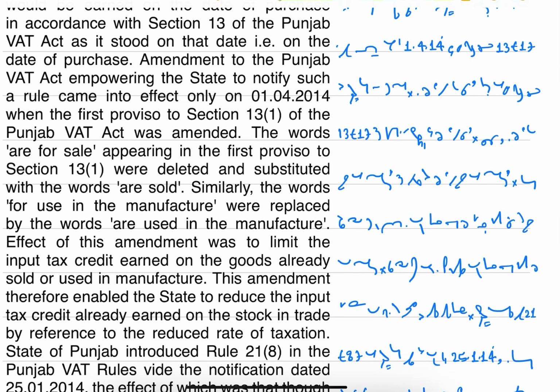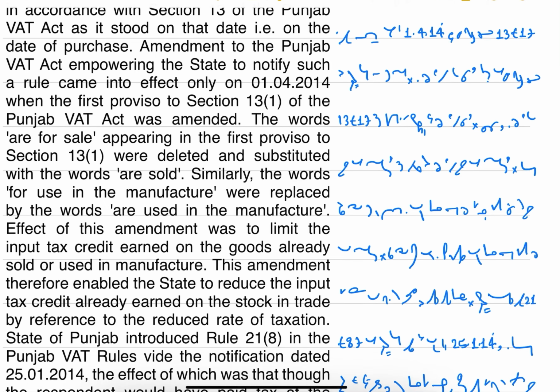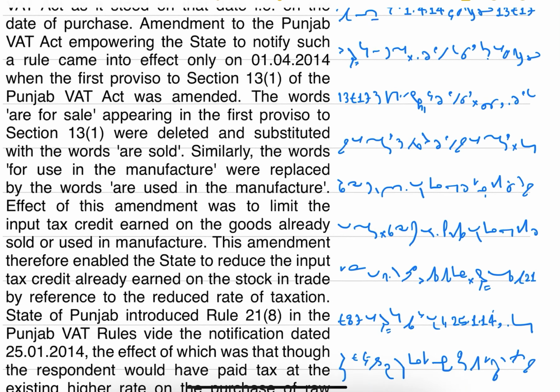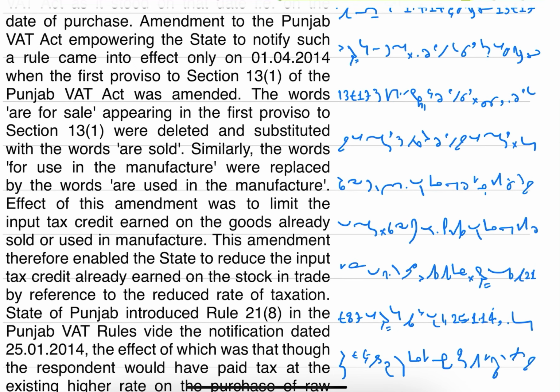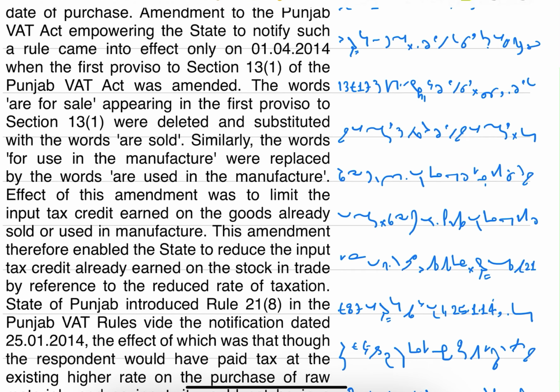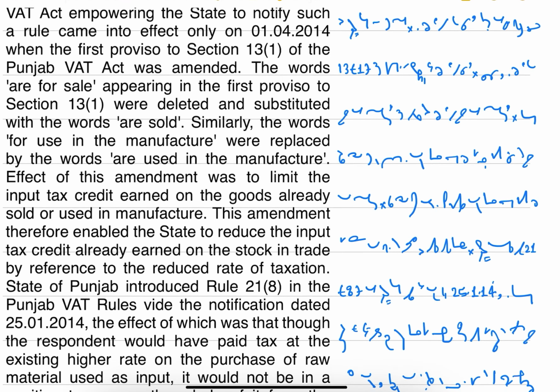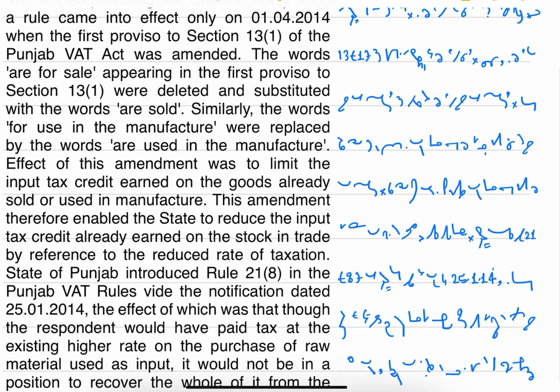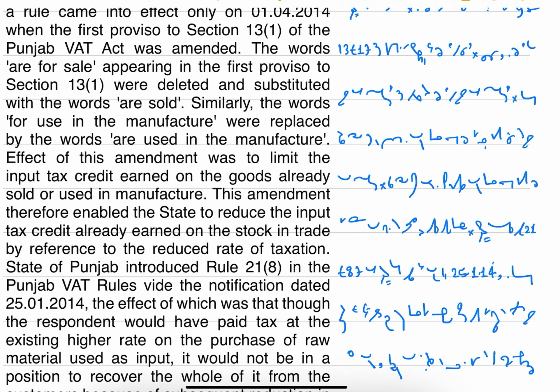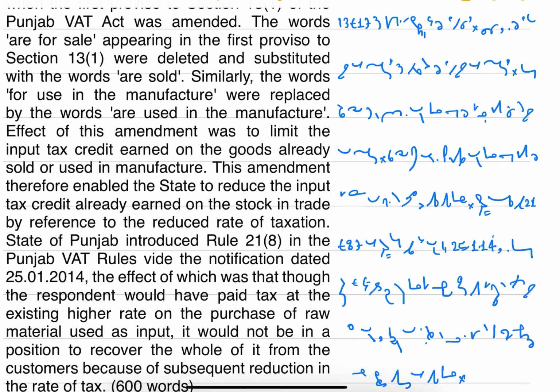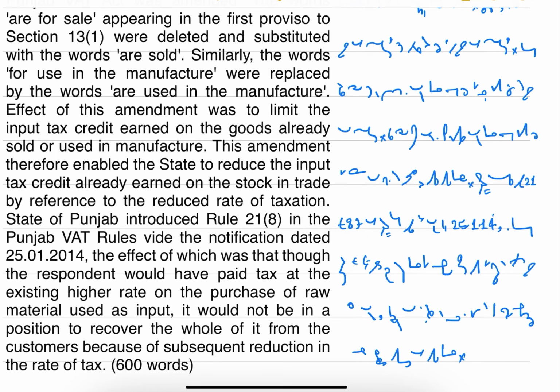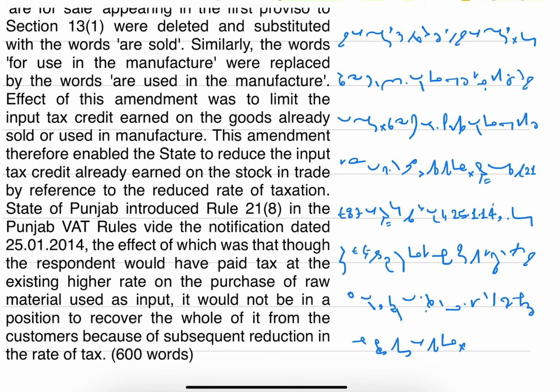The words 'are for sale' appearing in the first proviso to section 13(1) were deleted and substituted with the words 'are sold'. Similarly, the words 'for use in the manufacture' were replaced by the words 'are used in the manufacture'. The effect of this amendment was to limit the input tax credit earned on the goods already sold or used in manufacture. This amendment therefore enabled the state to reduce the input tax credit already earned on the stock in trade by reference to the reduced rate of taxation.